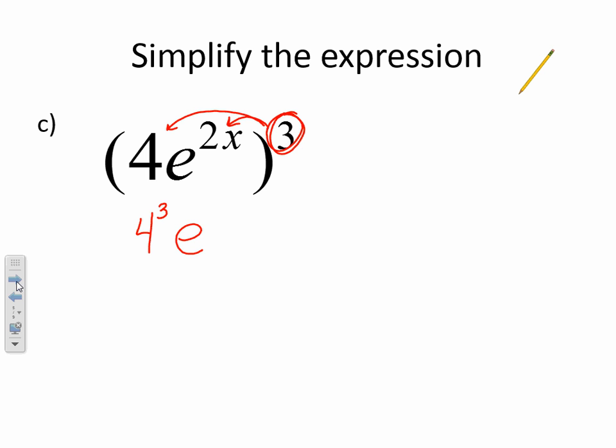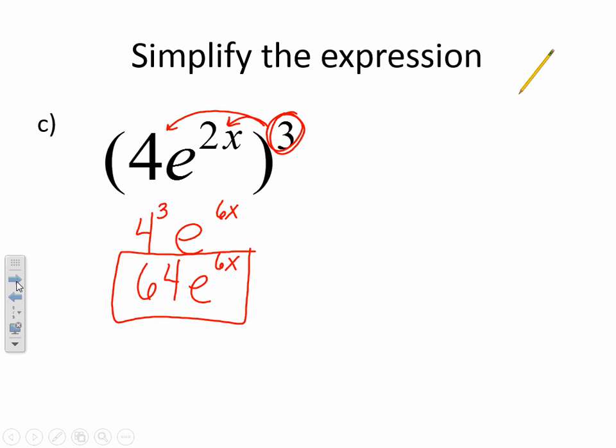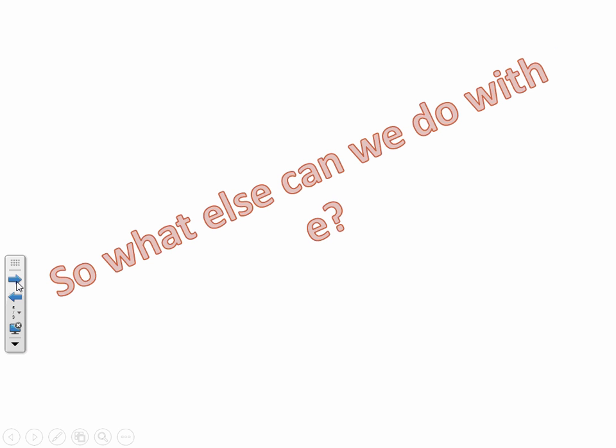So what is 3 times 2x? 6x. So I can calculate the 4 to the third. That would be just 64. But e to the 6x power, I don't know what x is, so I can't calculate a decimal approximation for this one. All I can do is figure out its simplified form. So we work with e just like we work with anything else. So what else can we do with e?